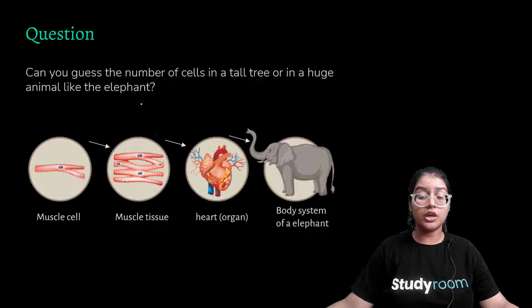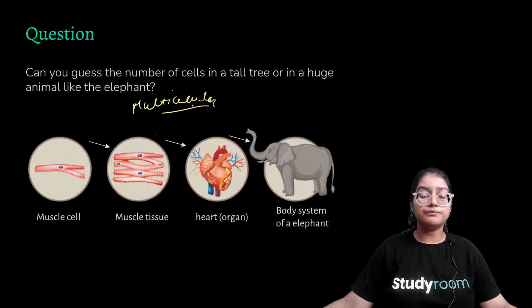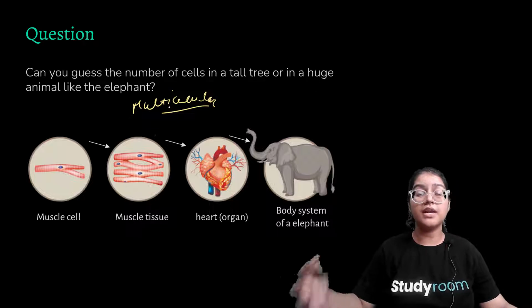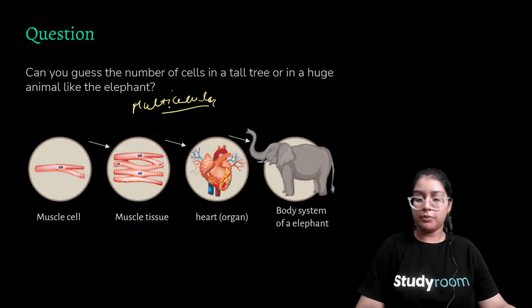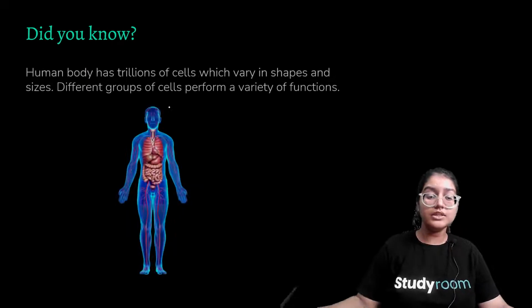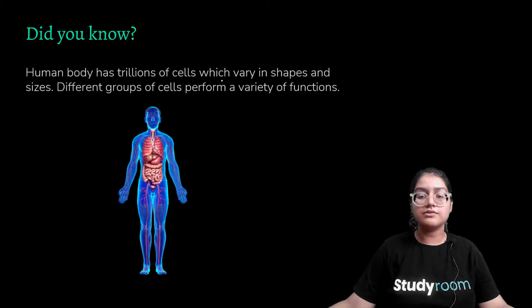Not in humans, not in animals, not in birds, not in any type, because they're multicellular organisms. We cannot observe any definite number in these organisms because there are plenty of trillions of cells which make up their body, so it's impossible to measure it. Did you know the human body has trillions of cells which vary in shapes and sizes? Different groups of cells perform a variety of functions. We know this because humans are multicellular organisms.